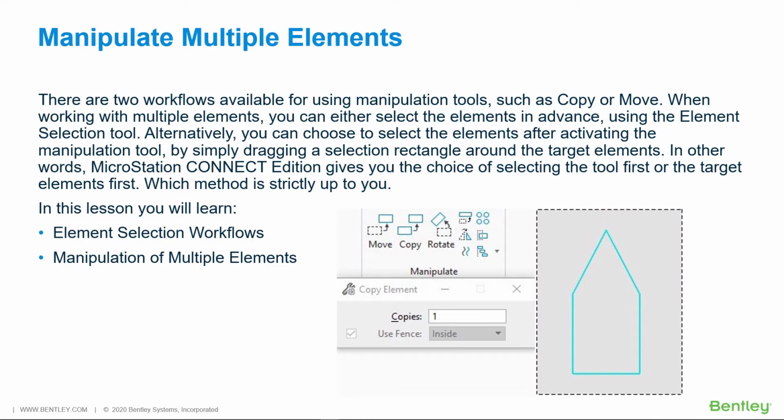There are two workflows available for using manipulation tools, such as copy or move. When working with multiple elements, you can either select the elements in advance using the element selection tool. Alternatively, you can choose to select the elements after activating the manipulation tool by simply dragging a selection rectangle around the target elements. In other words, MicroStation Connect Edition gives you the choice of selecting the tool first or the targeted elements first. Which method is strictly up to you.